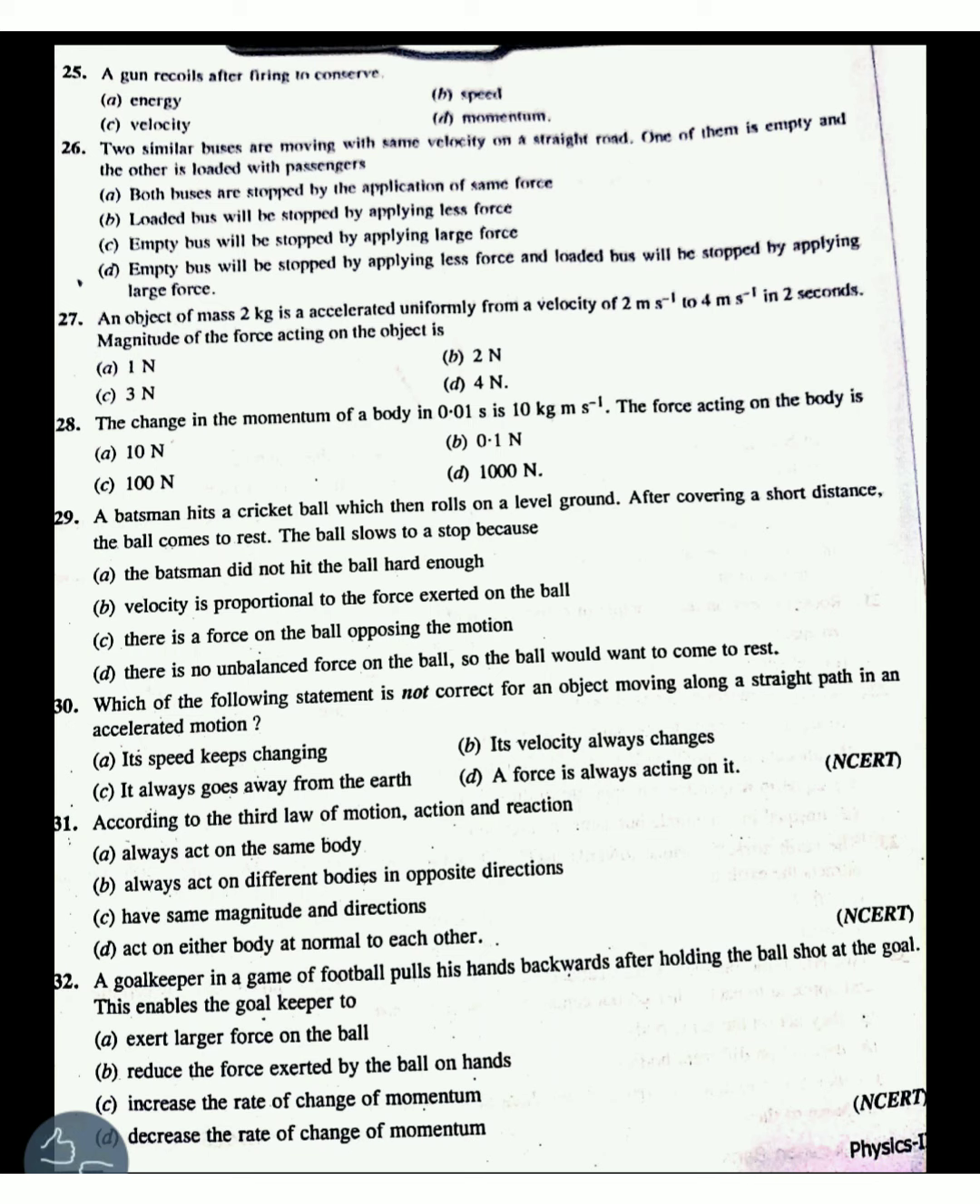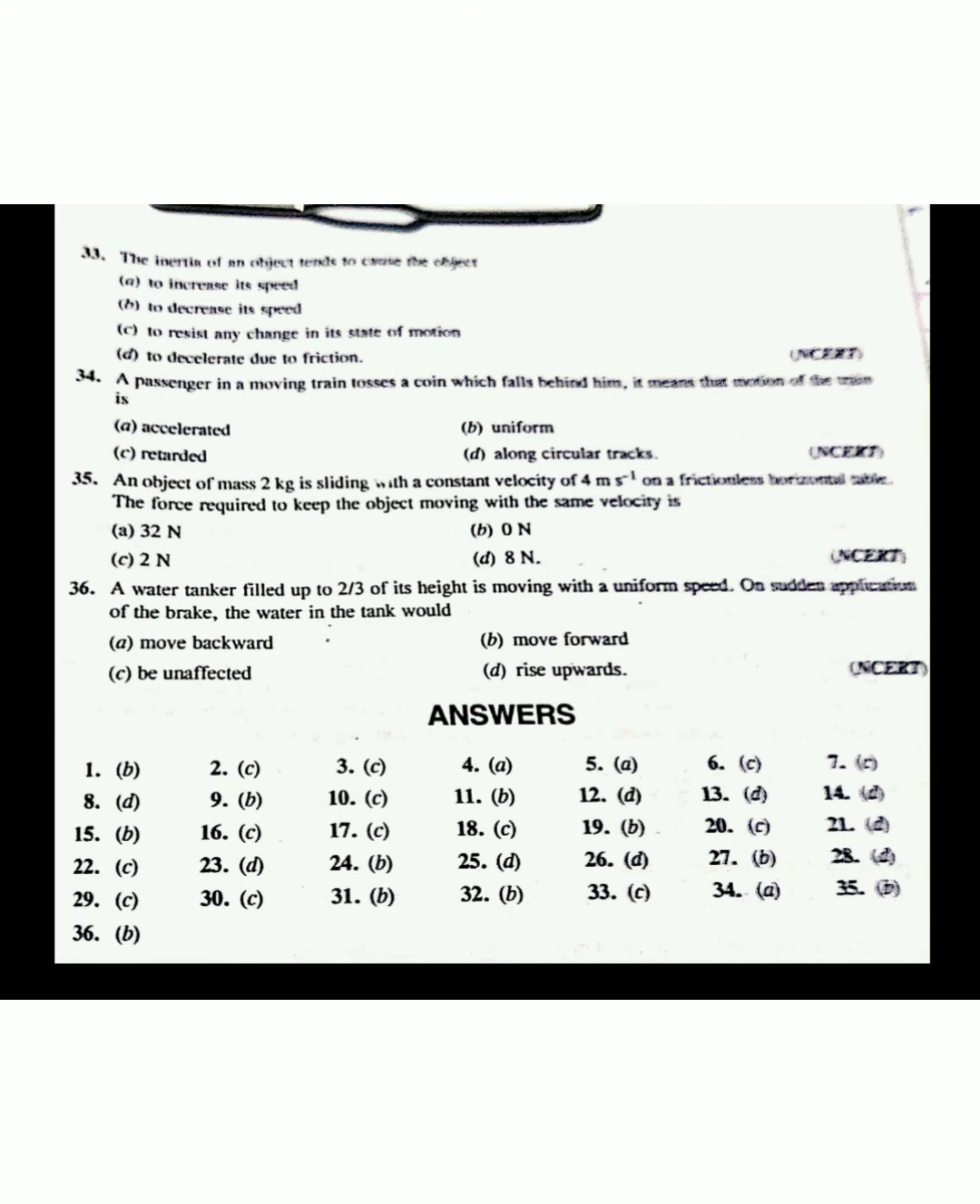So you have to think about these options which are given in your book, and then you can find the exact answers, and you have to apply the numerical formula like F is equal to ma, and then you can solve the questions. Now the next: the inertia of an object tends to cause the object to increase its speed, to decrease its speed, to resist any change in its state of motion, or to decelerate due to friction. Somewhere a blurred image is there, I have shown you that reading also. So listen to it and then do the question.